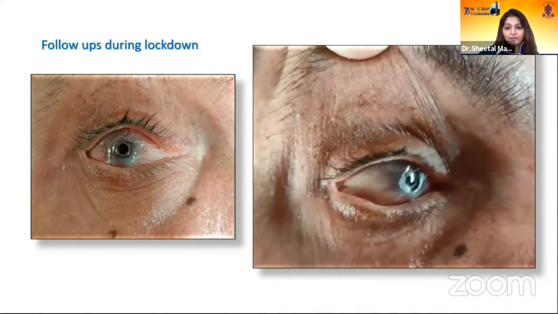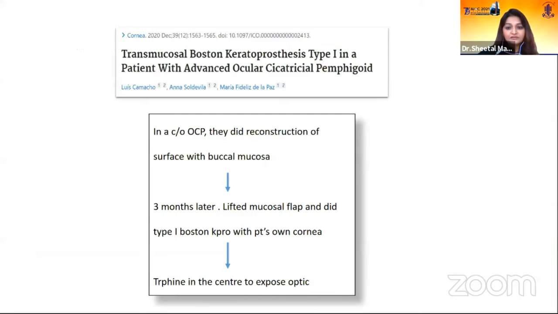So overall, at least it gives me some idea that the patient is doing well and there are no big complications. Now with the literature review, what I found out is there are a few published cases where, like in this case, the author has done the Boston type 1 keratoprosthesis under buccal mucosa in a case of OCP. They did the surface MMG, and 3 months later, they did the type 1 Boston keratoprosthesis with the patient's own cornea under the MMG, although they did the opening of the optical center at the same time.